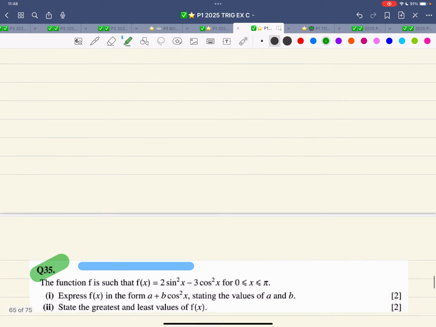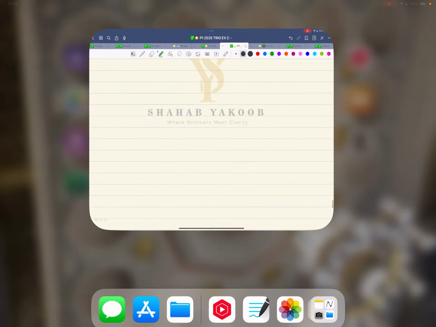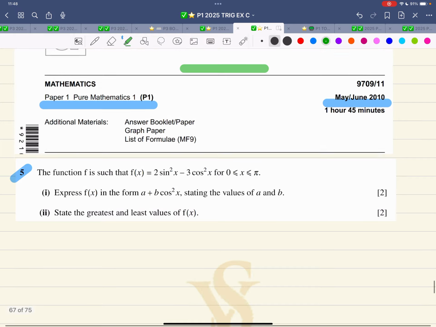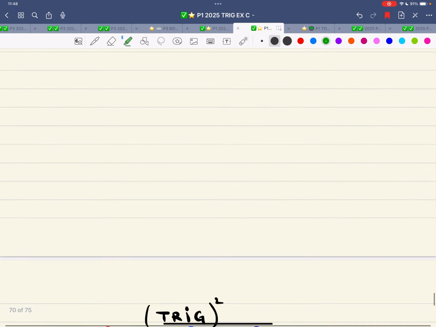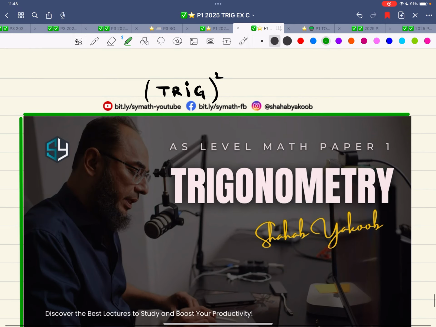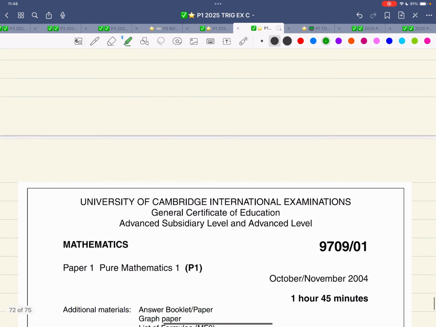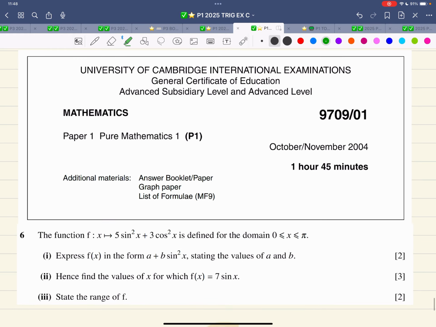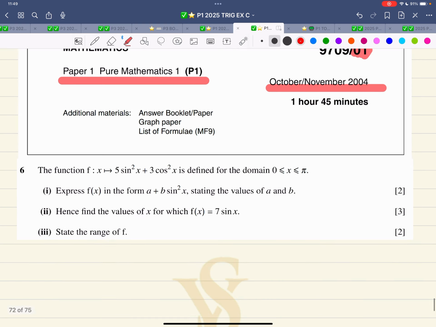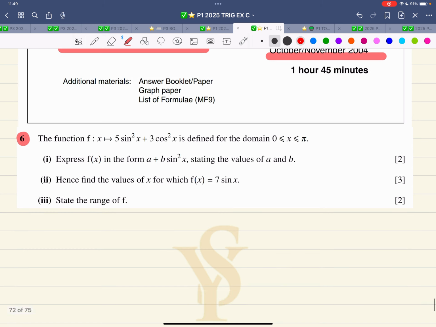So now after these basics, let me get started with this particular question. This is paper 1, October/November 2004, and at that time there used to be only one variant, and this is question number 6.